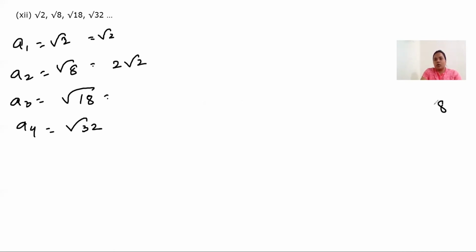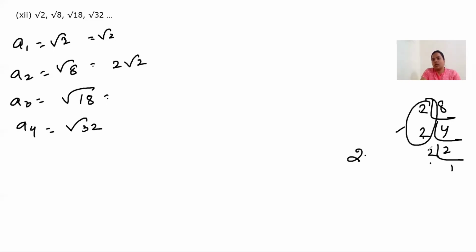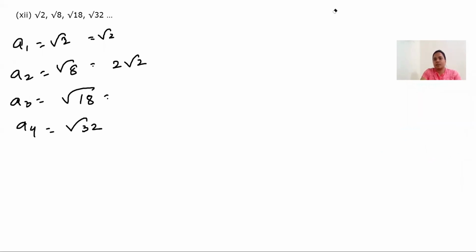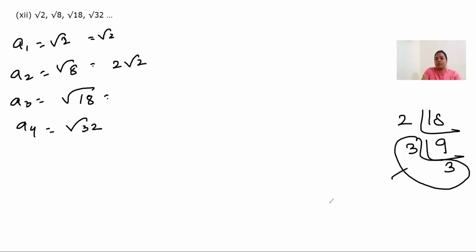I'll show you how. 8 will factorize. So 2 into 2 into 2. So this 2 is in pair. I'll take one 2 out of it and this 2 will be left under the square root. Same I'll do with 18 also. We'll factorize 18. 3 3s are 9. So this 3 is in pair. I'll take one 3 out and this square root 2 will be left inside. Again I'll do with root 32.